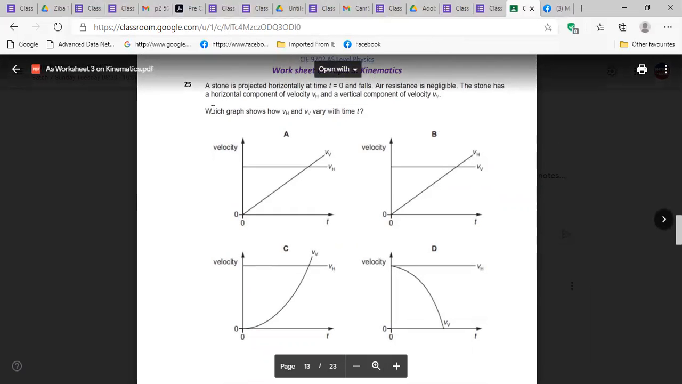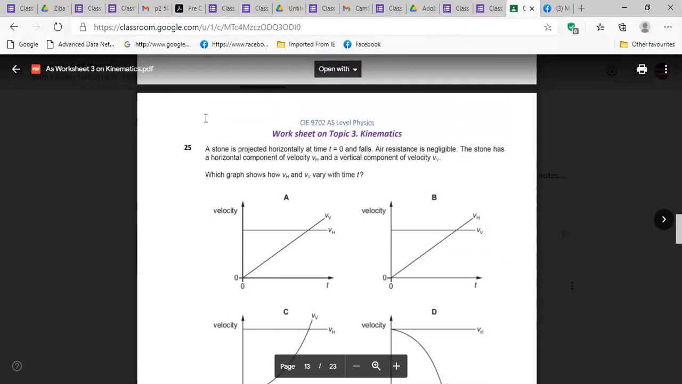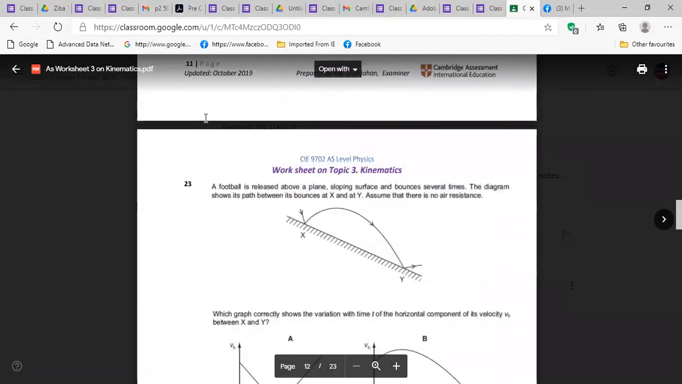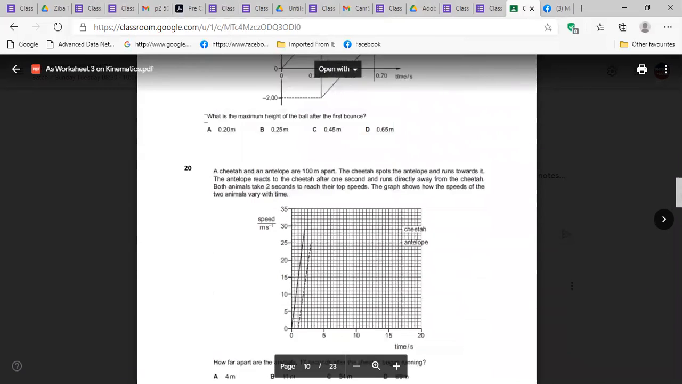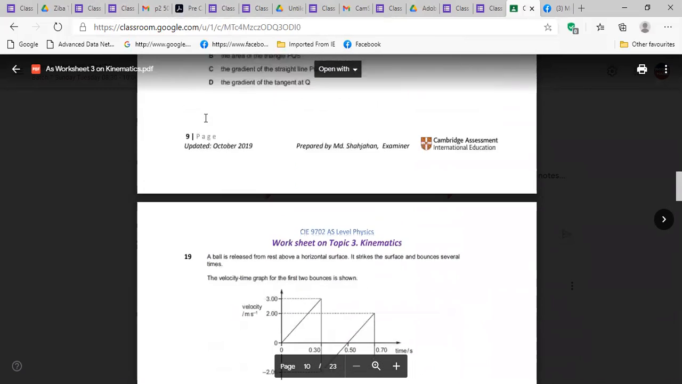Yes, sir. So always keep the equations of motion and graphs fresh in your mind. Okay, now 17 is left, right?